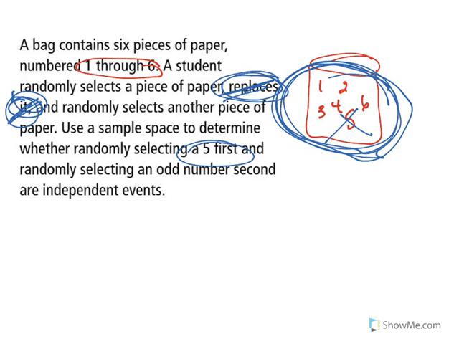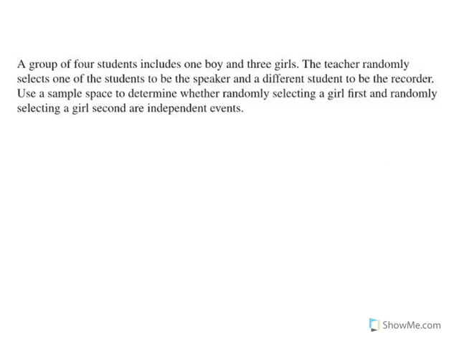We've got more examples, I think. Yes, we do. A group of 4 students includes 1 boy and 3 girls. In class, I would pull up 1 boy and 3 girls, and select one of them to be the speaker and a different student to be the recorder. So we've got a boy and 3 girls up there at the front. Say I pick the second one, because 2 is my lucky number, that first girl, to be the speaker.